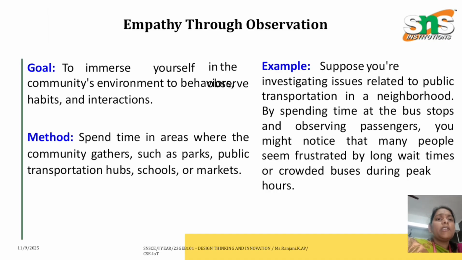So the first thing is empathy through observation. You have to observe people in a place, their habits and interactions. You have to spend time in places where the community gathers, such as parks, public transportation hubs, schools, and markets. For example, if you are investigating public transportation in a neighborhood, you have to spend some time at bus stops observing the passengers, and you might notice how many people are frustrated by waiting for long hours in a crowded bus.